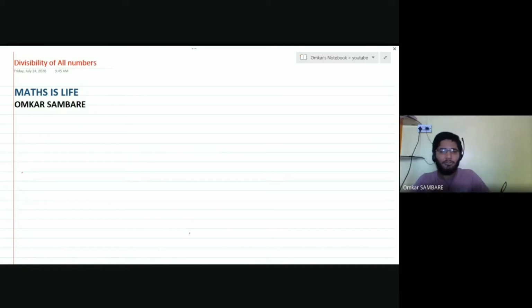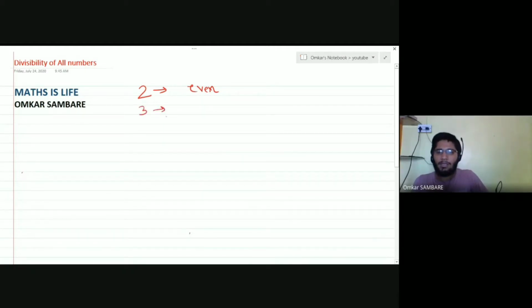So in the beginning we will start from the basic part, that is 2, 3, 5, 7, 11, and we will do that part in very little time, just 2 or 3 minutes possibly. So what is the divisibility of 2? If the number is even, then the number is divisible by 2.